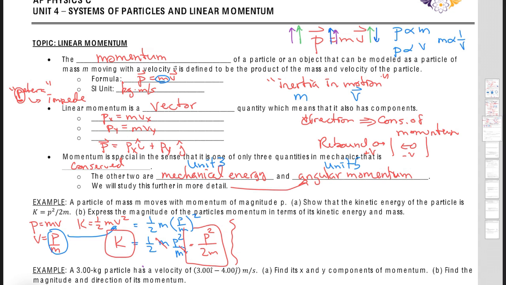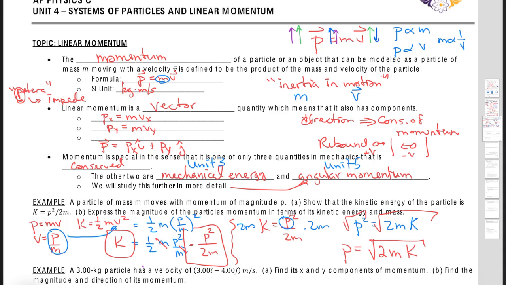All right, and then the next one says express the magnitude of the particle's momentum in terms of kinetic energy and mass. So we're going to do the opposite. I'm going to say K equals p squared over 2m, and then solve this for p. First thing I'm going to do is multiply both sides by 2m, so p squared equals 2mK. Then my last step is simply to take the square root of both sides. And so momentum is going to be the square root of 2 times mass times K. And if you go through and do a little bit more algebra and plug in 1/2 mv squared for K, you end up with p equals m times v.